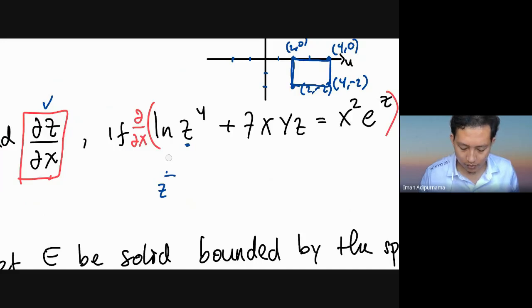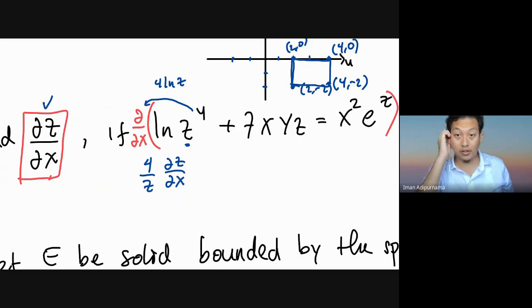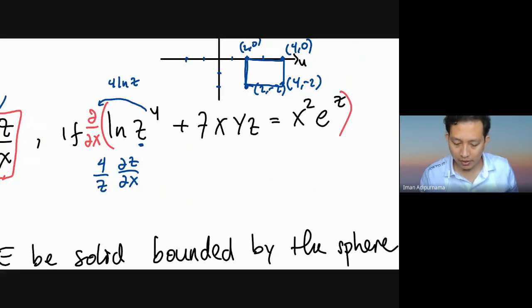Or you can write, make it easy, write 4 in front of ln, and you can write 4 over z, and then dz dou x, dou z dou x. Okay, and then here you have x and z, right? You need to do a product rule. So plus, first I will differentiate x, so it will be 7yz, and then the second one I will differentiate z, and then plus 7xy dou z dou x.